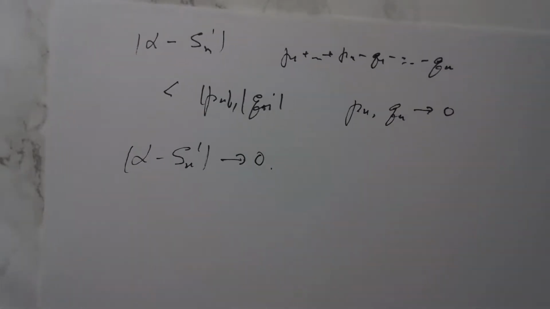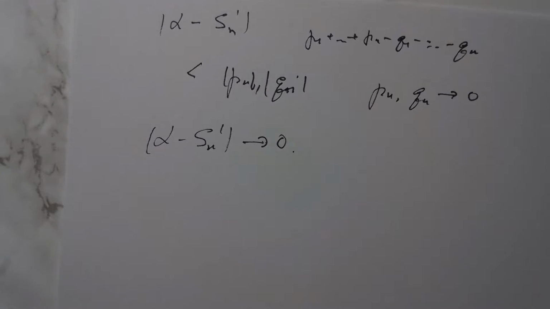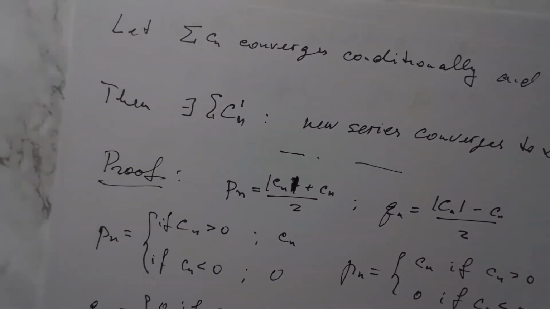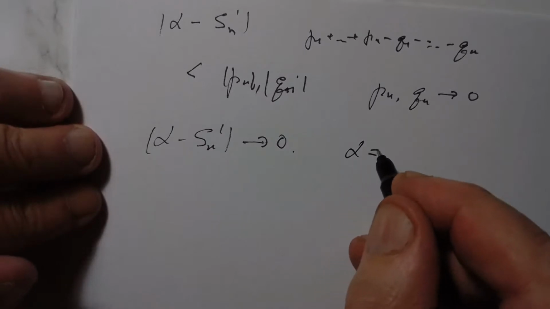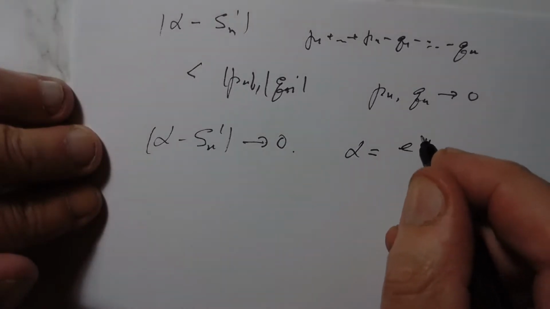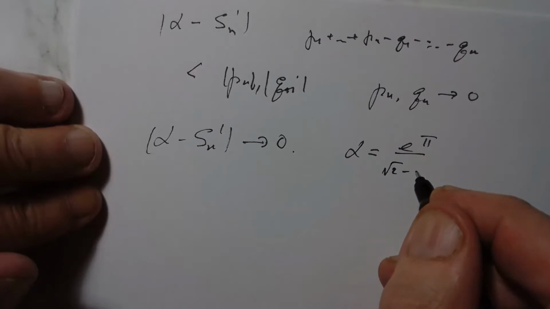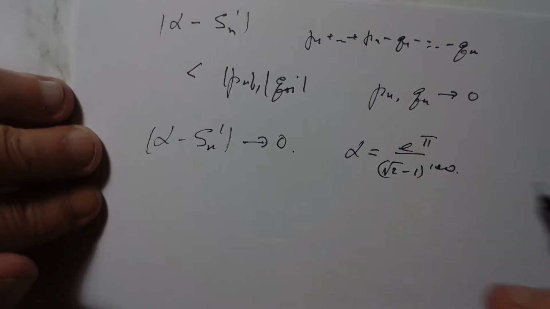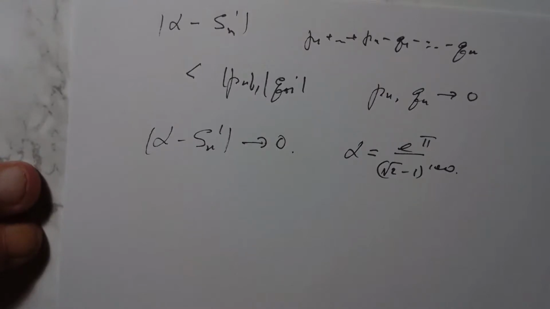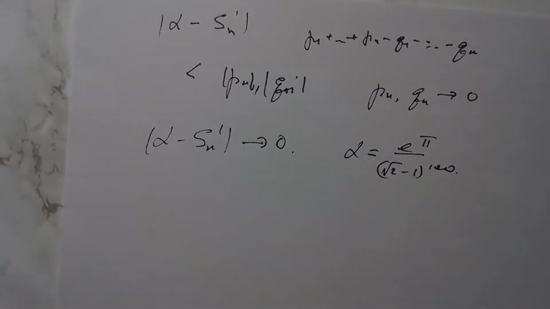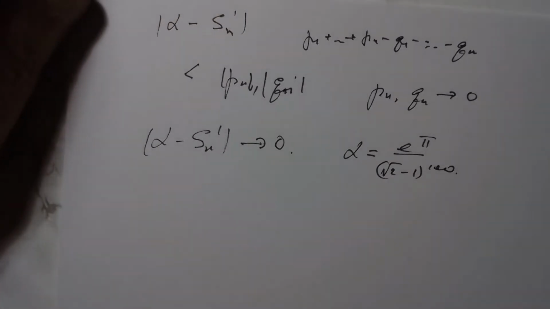Again, it's a theorem due to Riemann that, unlike absolutely convergent series, if I have a series which converges conditionally, then I can always find a rearrangement that converges to any possible number alpha. For instance, e to the power of pi divided by square root of 2 minus 1 to the power of 100, whatever. So whatever number you pick, you can rearrange this series in such a way that the resulting series would converge to it. Okay, and that is the last theorem of this chapter.